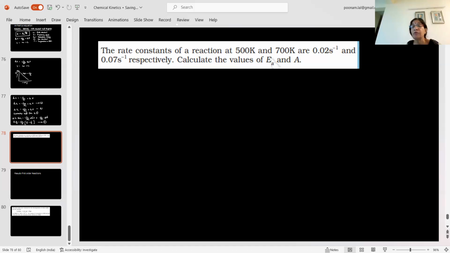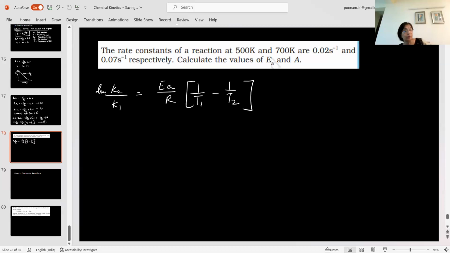What is the formula that we will use? ln K2 by K1 is equal to EA by R into 1 upon T1 minus 1 upon T2. Okay, now substitute the values. So what are the values we have?